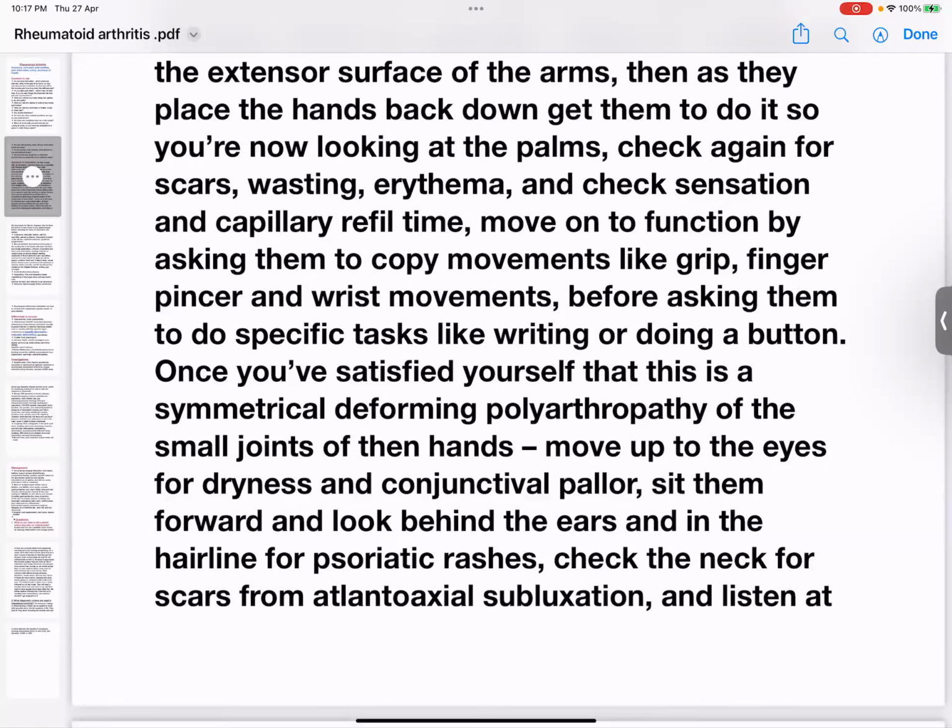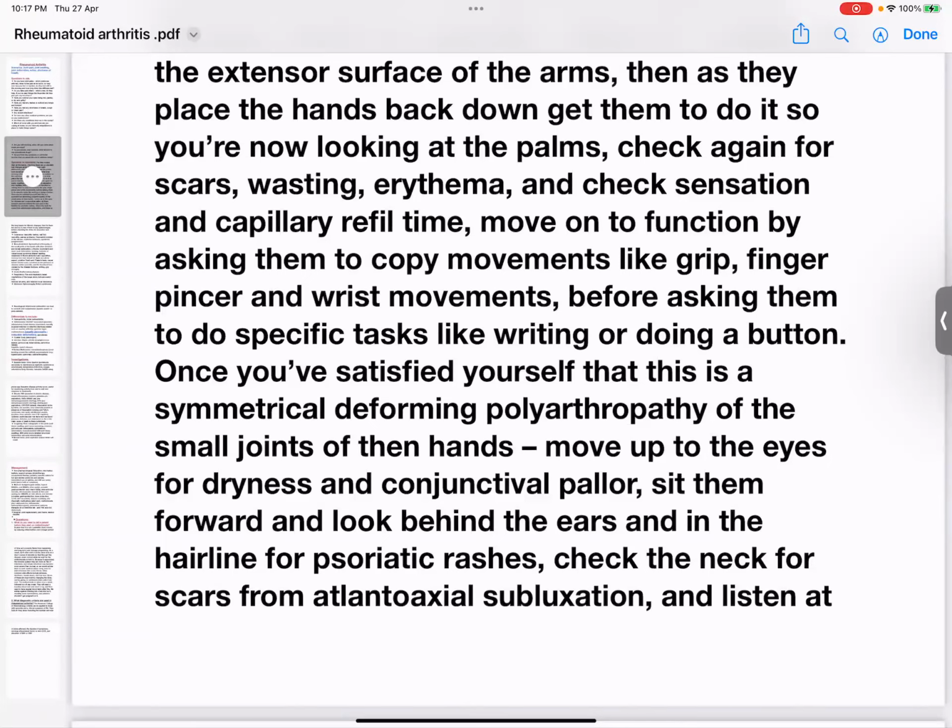Check the movements like the grip and the pincer, making a pincer between the index finger and thumb, and try to get in between the two fingers. This is what's called the pincer test. Then test rest movement before asking them to do specific tasks like writing or buttoning and unbuttoning. So this is the skilled movement, and to grip or to take a coin or key from the table.